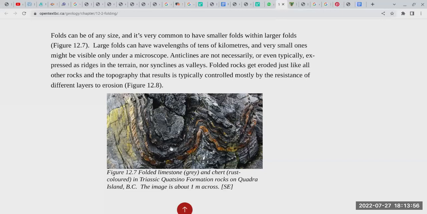Can you see the fold? Watch me. Can you see the fold here? Can you see the syncline and the anticline? Yes, sir. Very good.